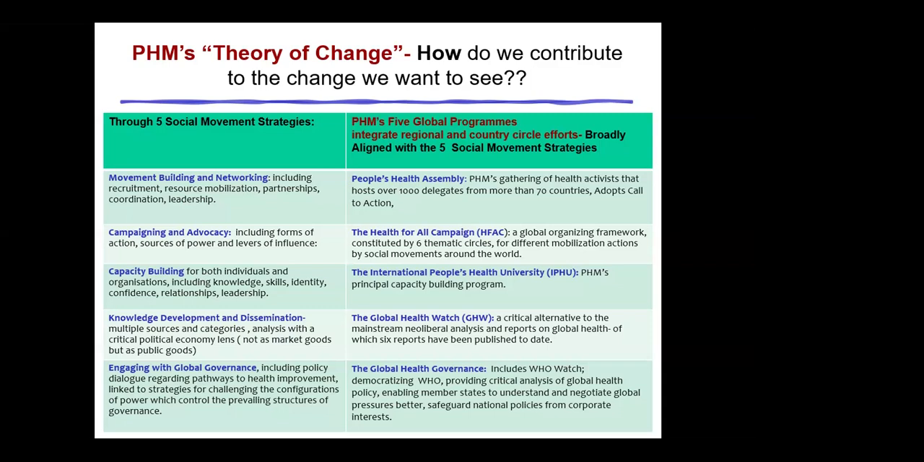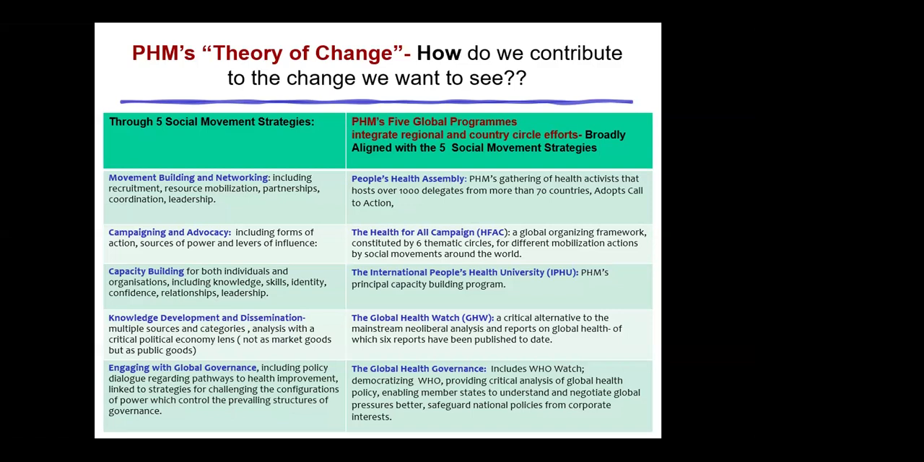One is movement building and networking, which talks about recruiting younger health activists in the movement, raising funds for key activities of the movement, partnering with organizations that think alike, or coming together to achieve a common agenda or against common enemies, and so on. Campaign and advocacy, which talks about direct action. So recently, PHM South Africa held a protest in front of Parliament to oppose rising food prices. That would be one example of campaigning and advocacy.